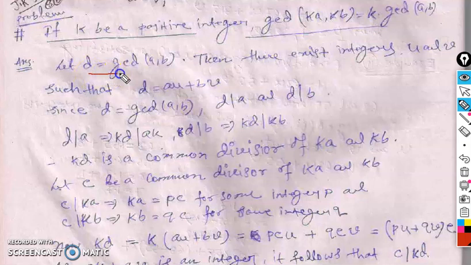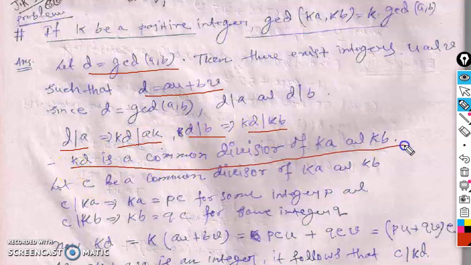First we consider d is the GCD of a comma b. Proof is very easy. d equals au plus bv. We have already mentioned d is a divisor of a, d is a divisor of b. If we multiply both sides by k, then kd is a common divisor of ka and kb. It's very important. Next you have to prove that if kd is a common divisor, this kd is the greatest common divisor of ka and kb. And how can I prove that this is the greatest common divisor?